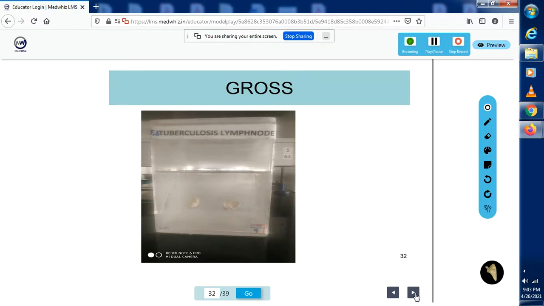For the other slides, we don't have any gross picture. So this is a gross picture of a TB lymph node. This is a specimen which is there in our practical hall, so you all can see it once you come back to the college. Here you can see there are two structures which are gray white in color, and on cut section, there is necrosis, which is classically described as caseous necrosis. So this is the gross appearance of a TB lymph node.